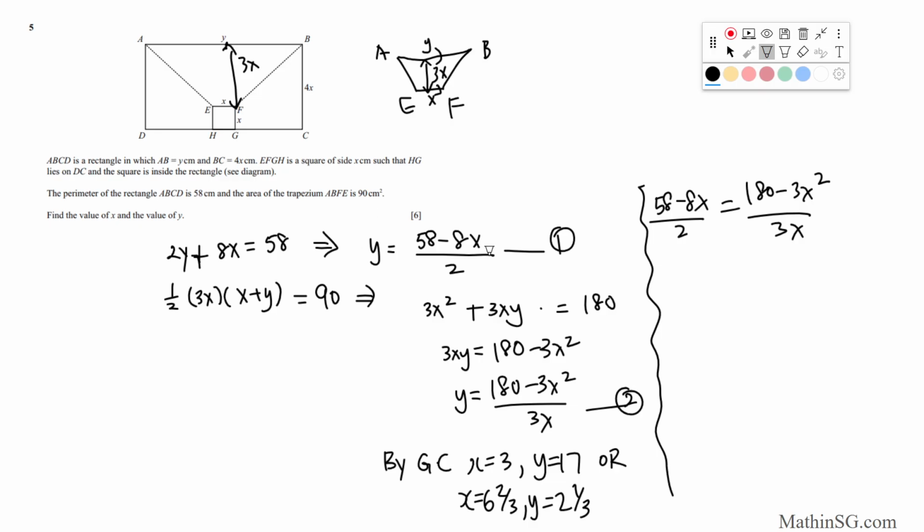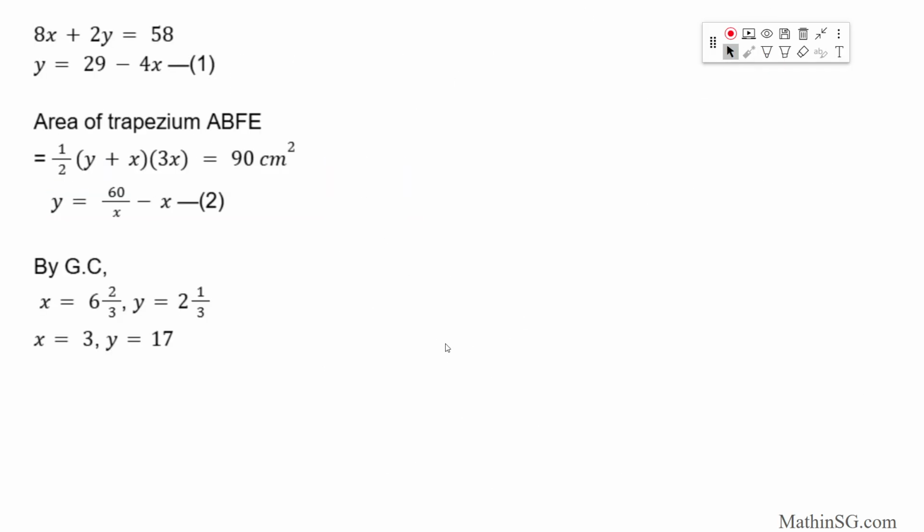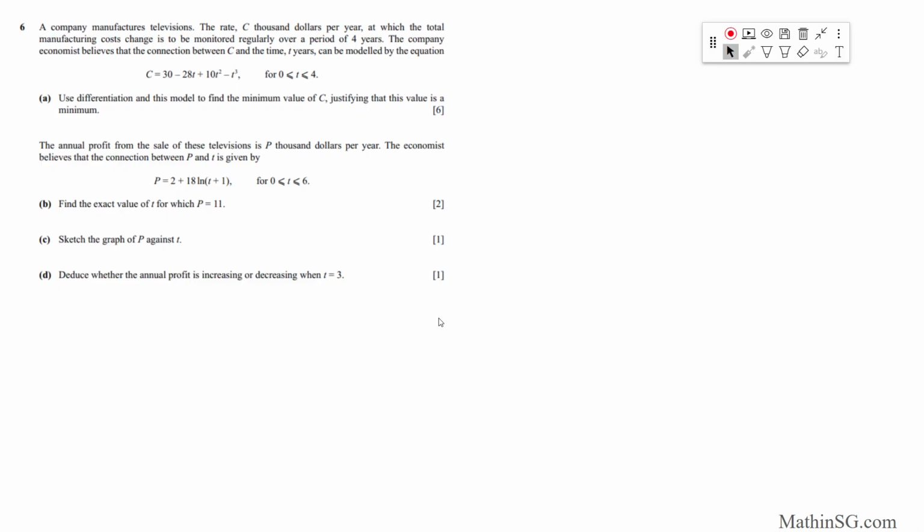Because I can make y the subject. Sometimes you cannot make y the subject for both of them. So when you have a non-linear simultaneous equation, and you cannot make either x or y the subject, then you have to solve it yourself because your GC is unable to do it. But if you can make y the subject for each of them, then you can just type this into the GC, plot it as a graph, and then find the point of intersection to solve for x and y. All right, so here's the full solution for question 5.